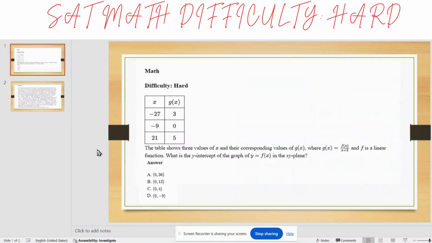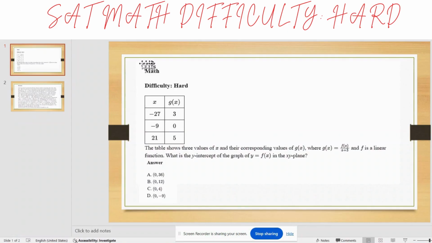So today we're going to discuss SAT math questions, and this is one of the advanced math questions. And the difficulty level for this one, as you can see, is hard. So let's not talk too much and get to our main topic now. So what was the question here?